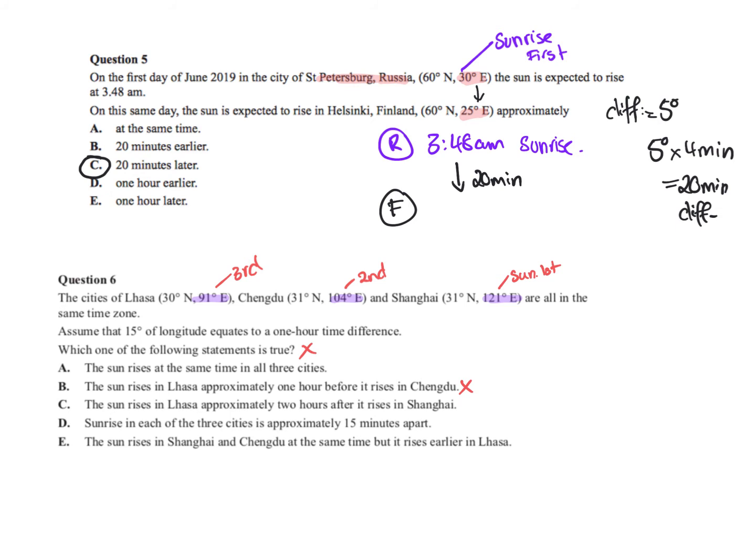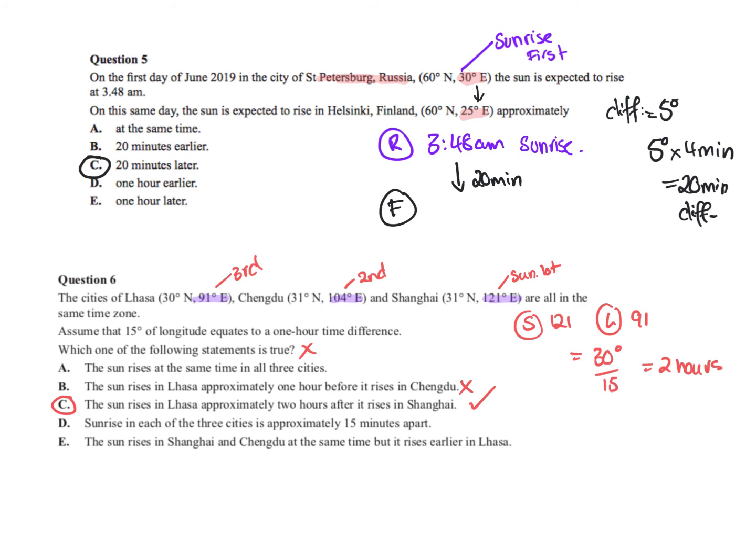Then the next one says the sun rises in Lhasa approximately 2 hours after Shanghai. That could be correct because Shanghai was first. So let's have a look at the difference. Shanghai has a longitude of 121 and Lhasa has 91. So it's 30 degrees difference, and if you divide that by the 15, you get the 2 hours. So that's correct. 2 hours after Shanghai will be Lhasa. So this one is correct. I'm going to go with that.